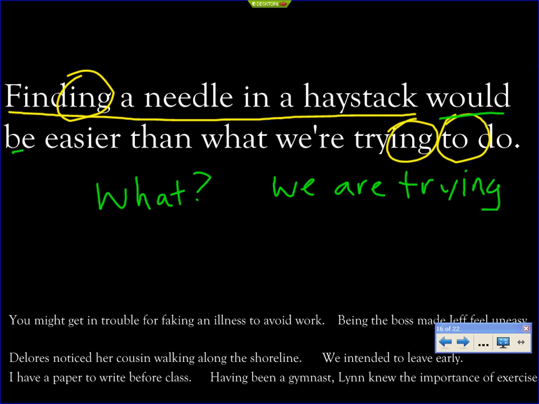How about to do? Abby? It looks like an infinitive, right? How would you know that it's not? I'm sorry? Here, I'll help you out a little bit, Zach.